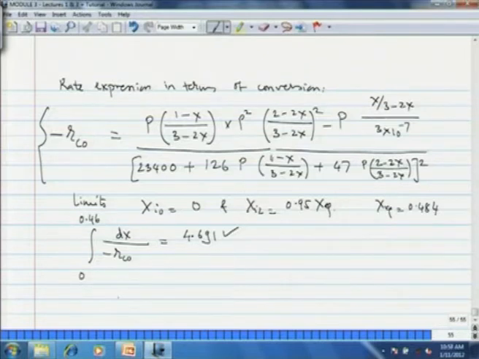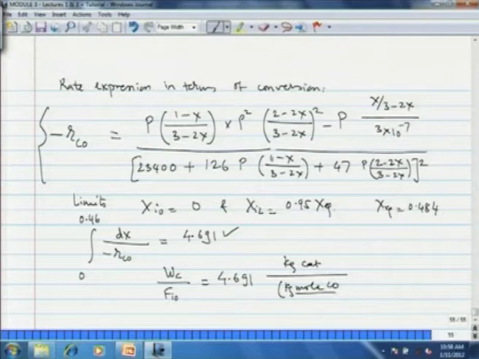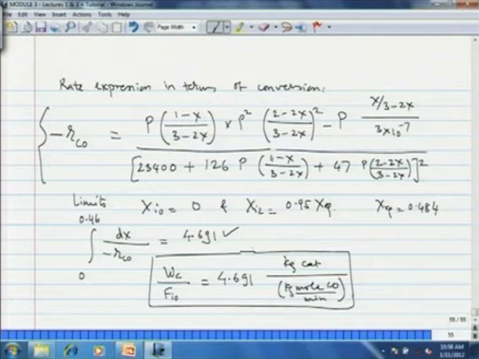And then what we have is W C divided by Fi naught is equal to 4.691, the catalyst weight required per molar flow rate of carbon monoxide. This is kg catalyst divided by kg mole CO per minute. This is the answer to the second question. Remember, we still have not calculated the value of the molar flow rate of carbon monoxide. That depends on the total production rate of methanol.